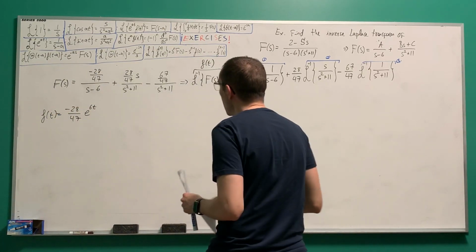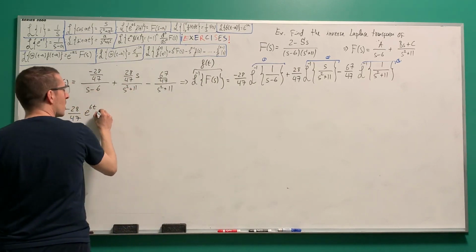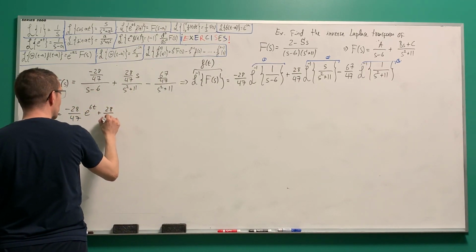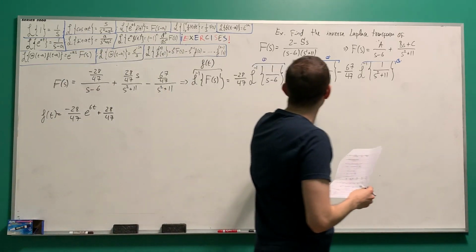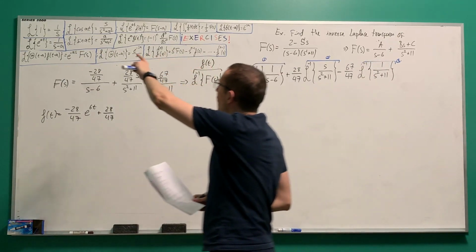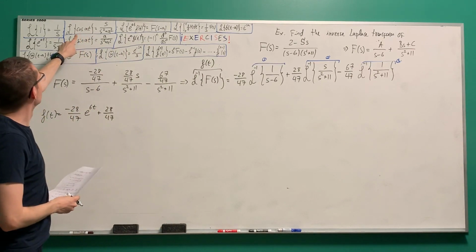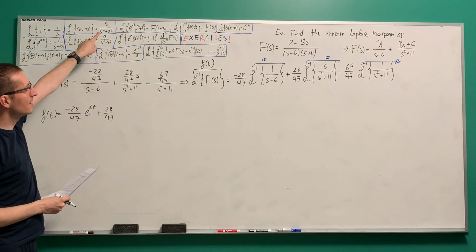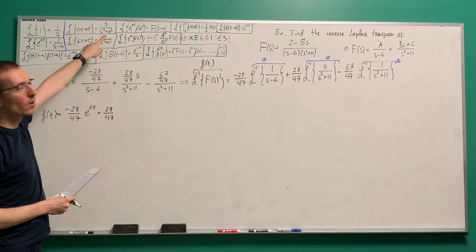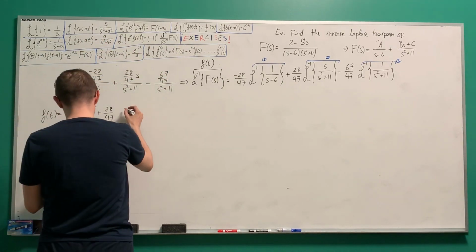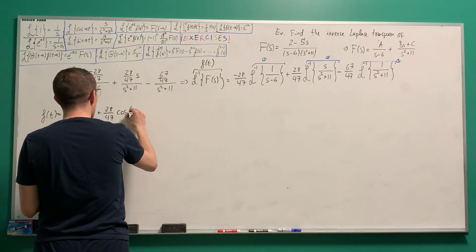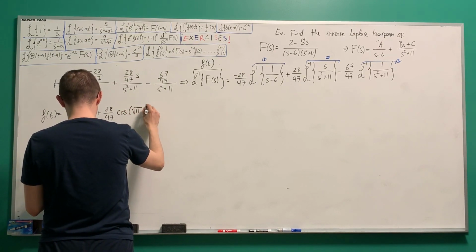All right. The next one, term 2. Okay, so 28 divided by 47. Now what is this? Well, clearly, this looks a lot like the cosine. So it looks like a cosine where a is square root of 11, so that a squared is 11. All right, so this thing is the cosine of square root of 11 times t.